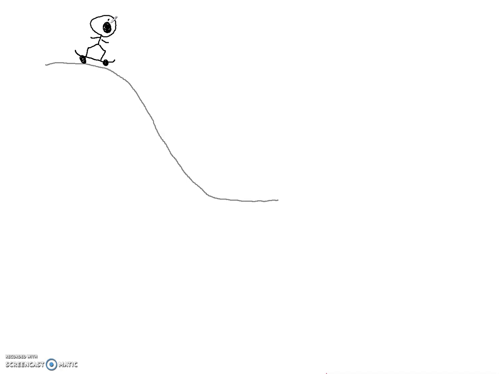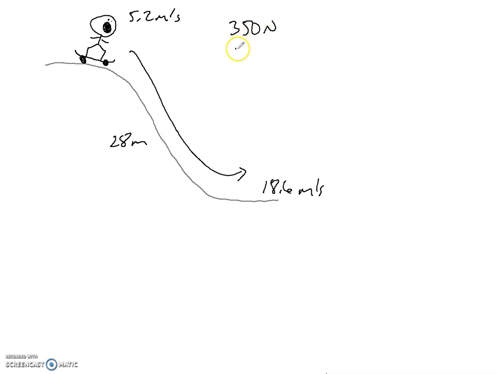And let's say at the top of the hill, they're going 5.2 meters per second. They're going to go down this hill. Let's say this hill is a pretty big hill. Let's say it's 28 meters long, and down here, let's say they are going 18.6 meters per second, and they're going to go down the hill. Okay, and let's say also there's a force pulling them down. Let's say there is 350 newtons of force pulling them down the hill.